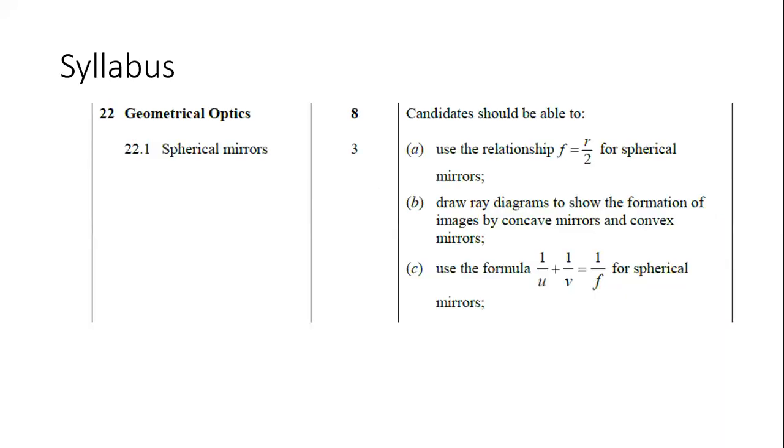Turn to page 119. Syllabus. What is the syllabus requirement? Use the relationship F equals R over 2 for spherical mirrors. They didn't say derive. So I assume no derivation required. You know how to use this formula. Draw ray diagrams to show the formation of images by concave mirrors and convex mirrors. Use the formula. They didn't say about derivation. I think your reference book derives it for spherical mirrors.